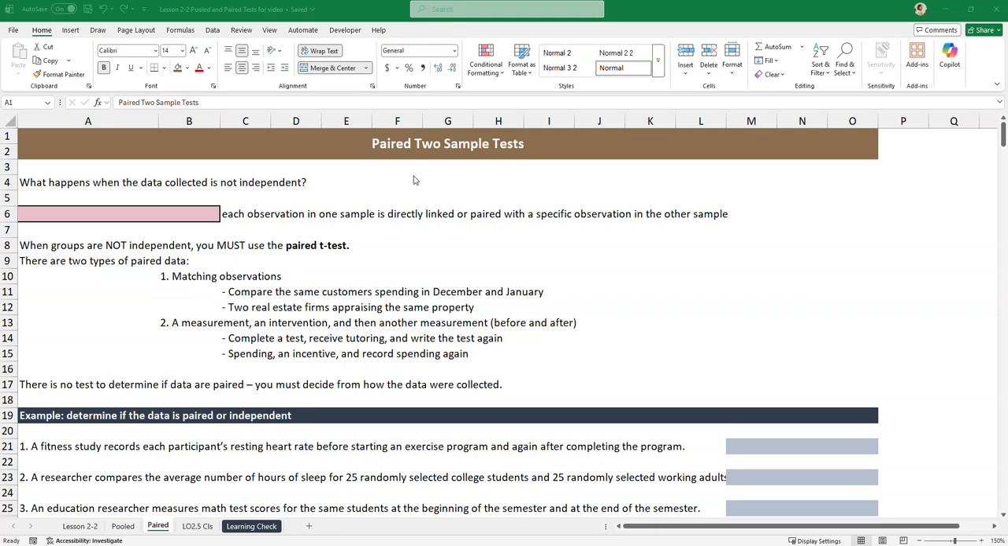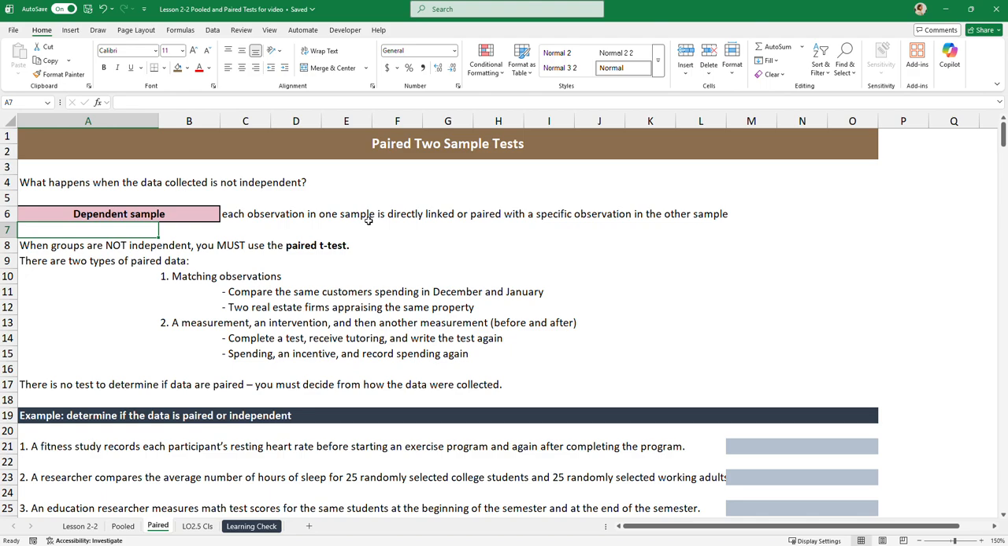Finally, we're going to learn about our last type of two-sample test called the paired two-sample test. This test is used for a very different reason than our previous two tests. Specifically, it's used when the data collected is not independent. A dependent sample means that one sample is directly linked or matched in some way with another sample. So one group would depend on the other. If you have this dependent relationship, then you must use the paired test.